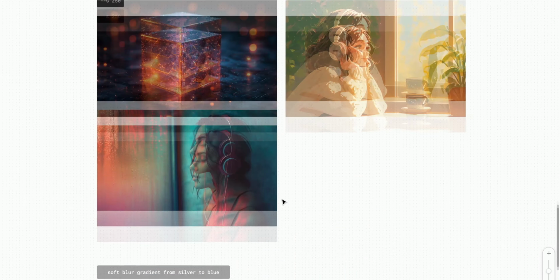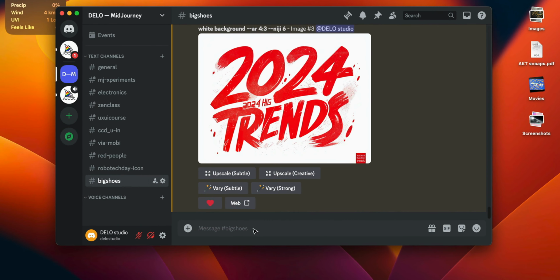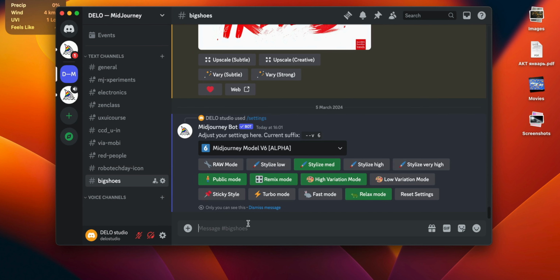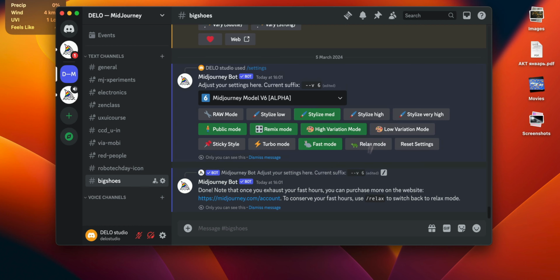3. Turn on fast mode. Yes, it costs money and has limitations, but at the $30 rate, you get enough fast hours to likely meet all your needs. If you haven't tried it, you can't imagine how much easier it makes the work and idea generation when images are produced quickly.